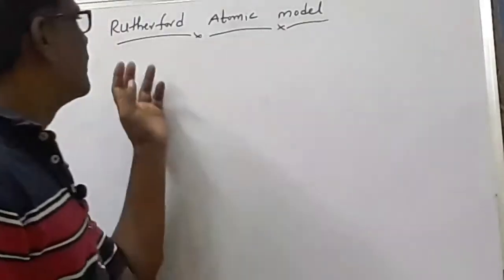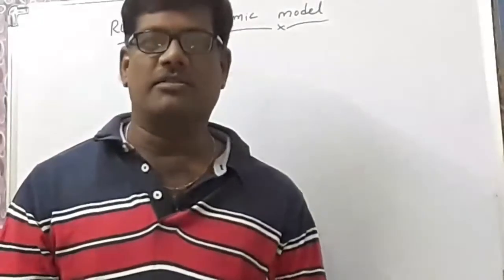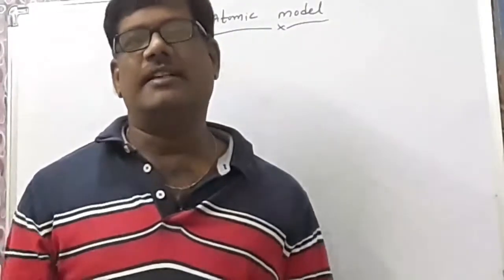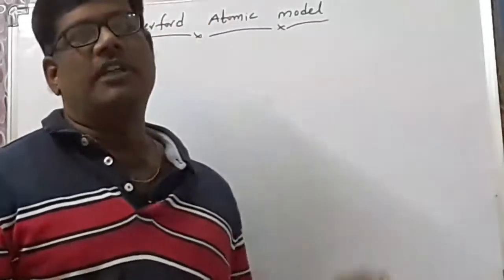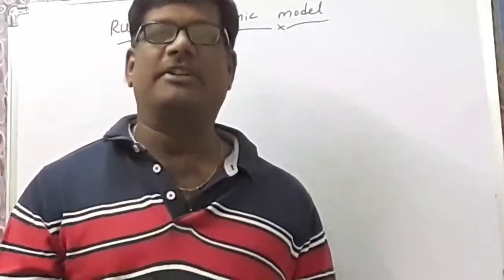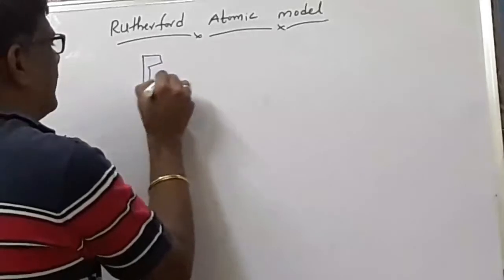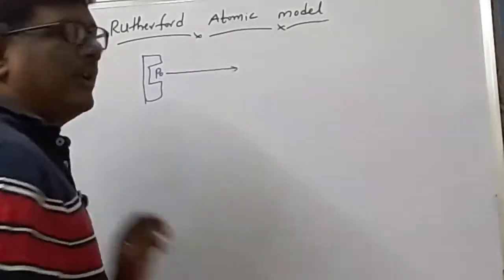Today my topic is the Rutherford atomic model. The Rutherford atomic model is also called the alpha scattering experiment. Why is it called the alpha scattering experiment? If you observe, in the Rutherford atomic model, he uses the alpha particle. Alpha particles are obtained from a source of polonium. He took the element polonium, which is a radioactive element that emits alpha particles.